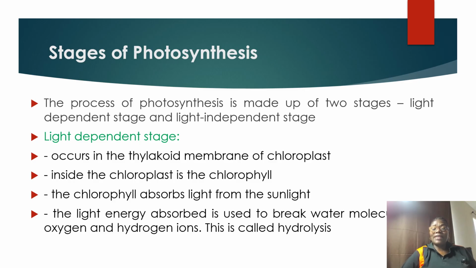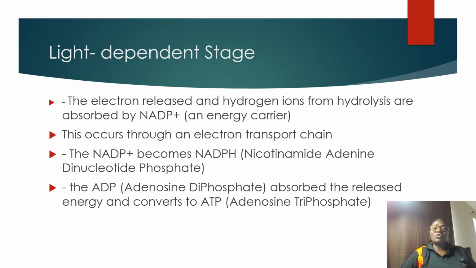So the light energy that is absorbed during the light stage will be used to break down the water molecules present in the plant into oxygen and hydrogen ions. And that we describe as hydrolysis. After this, we have the electrons that are released from the hydrogen, and the hydrogen ions from the hydrolysis.